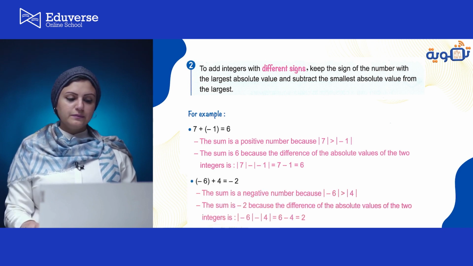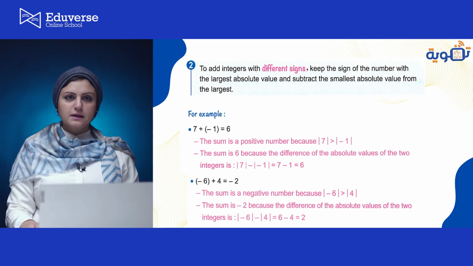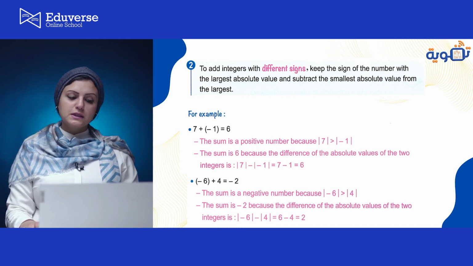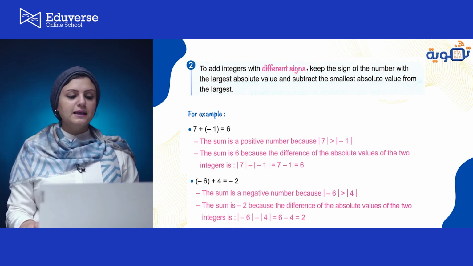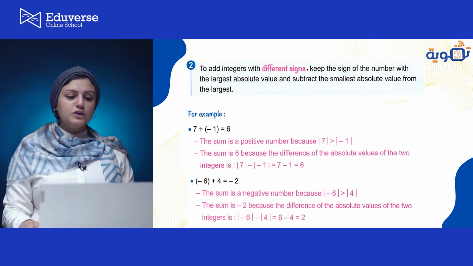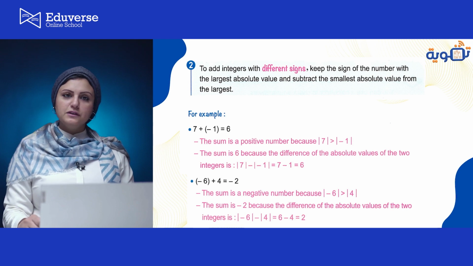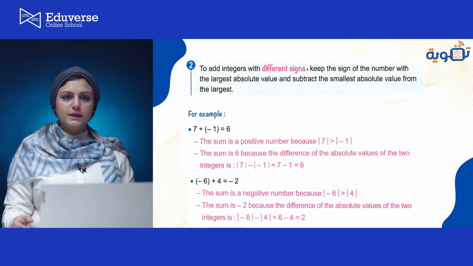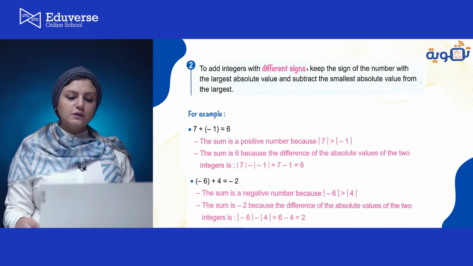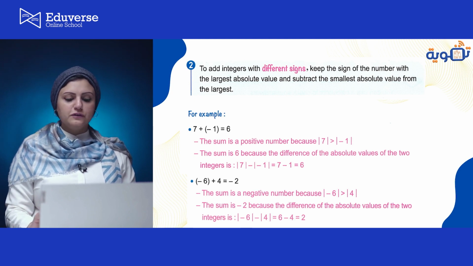Check the other one, negative 6 plus 4. In this case, I'm adding two values with different signs. Check which one is the greater one, 6 or 4? Of course, it's 6. And here, it's negative, which means that the final answer should be a negative value. In this case, get the difference between 6 and 4, which means 6 minus 4 equals 2, and put the negative sign.